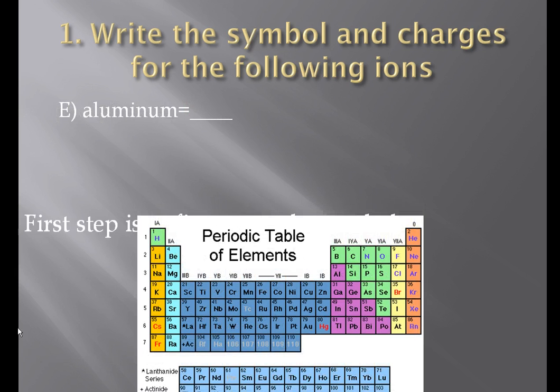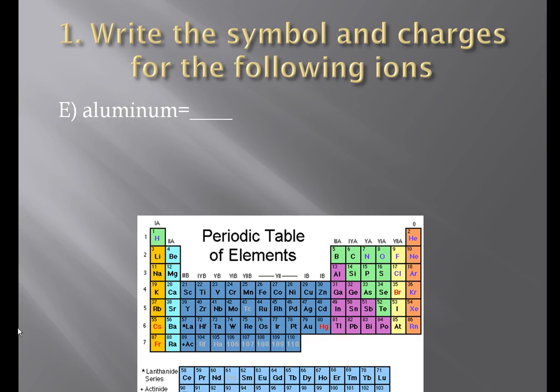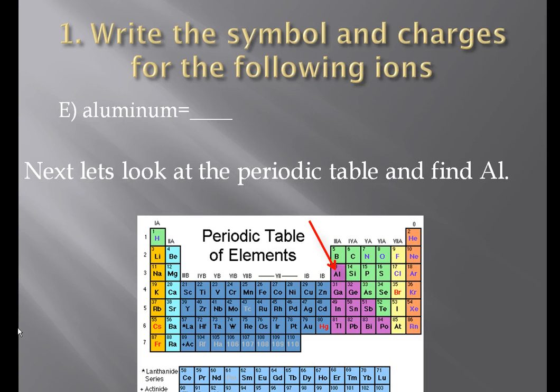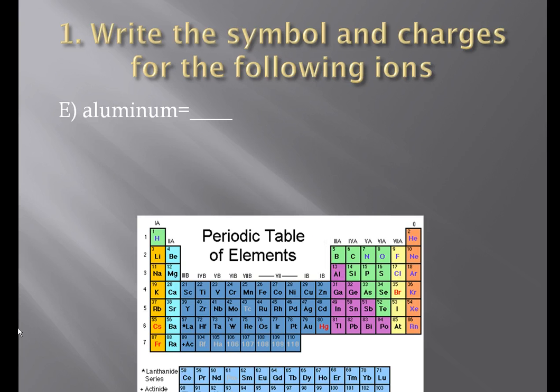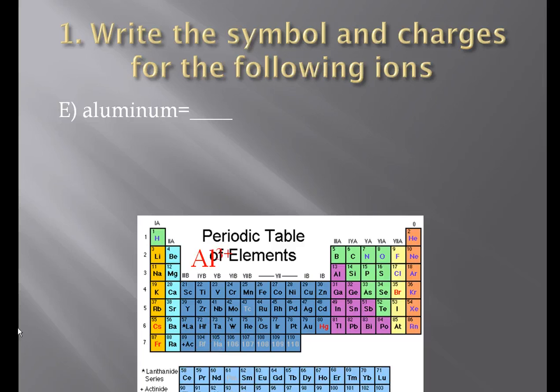Next we're going to look at aluminum. First up, figure out the symbol, which is Al. Next we're going to find aluminum in the table, right there. Now we'll see how far away it is from the noble gases, which is 3 to the left, meaning that it's positive. So aluminum is Al with a 3 plus charge.